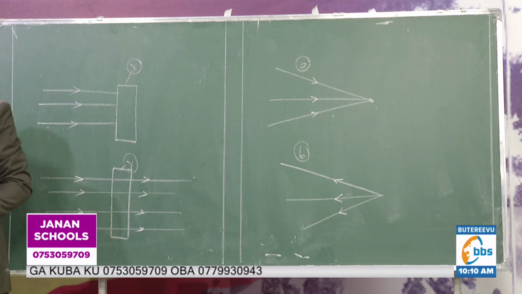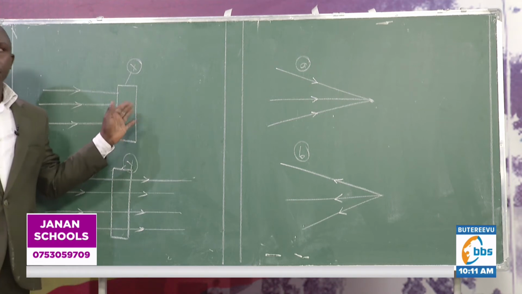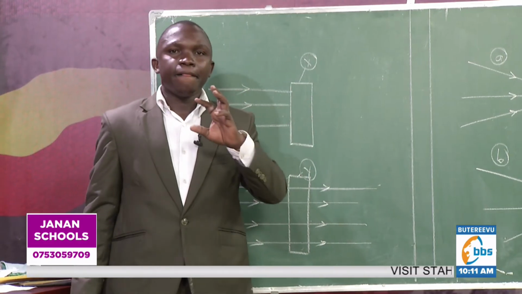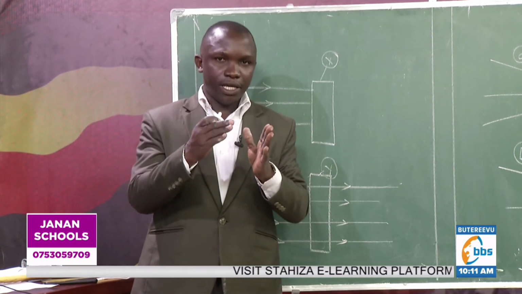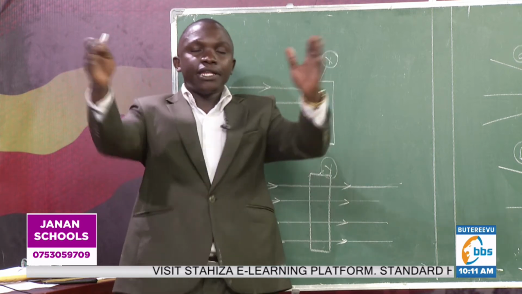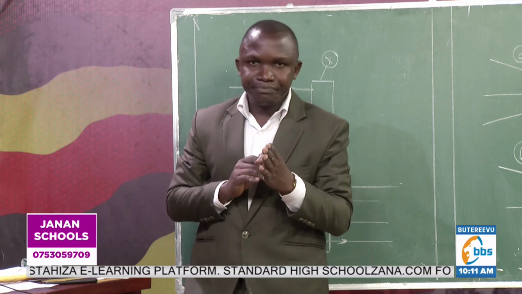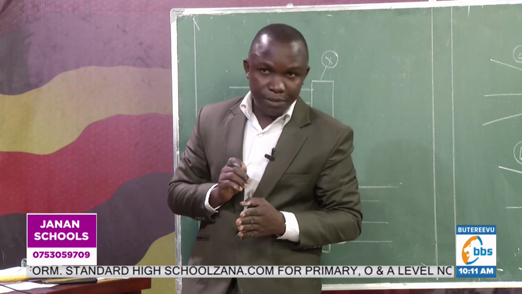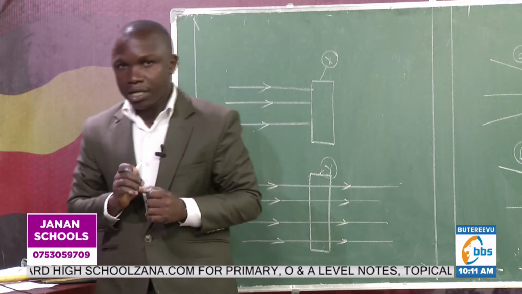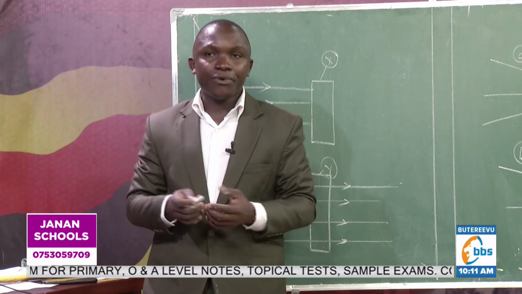Now, I want us to move to something else, but connected to what happens when we are dealing with opaque objects. Whenever light is traveling and it meets an opaque object, light will be blocked. And when that light is blocked, what happens? A shadow is formed. As you see in that illustration, that's an example of a shadow.